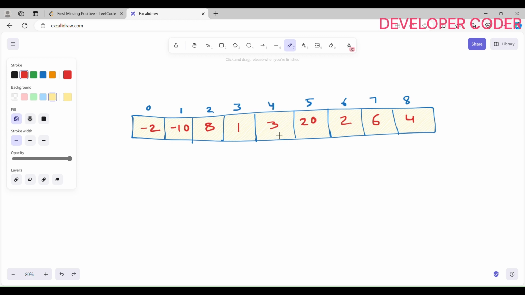Okay, so now, let's do one thing. Here I have placed 0 only. Let's say I have placed 0 only. Okay, so this is my example.